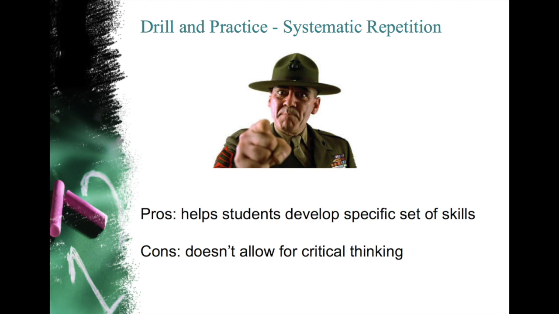The next type of learning that we want to look at is called drill and practice. Now, this is a systematic repetition of information. You don't see it a lot in the social sciences. You're more likely to see it on something like a spelling test, where students are given the word and then they repeat it over and over until it becomes a part of memory. It does help students develop specific sets of skills, but usually not towards the social sciences. Again, we're seeing that it doesn't allow for critical thinking.